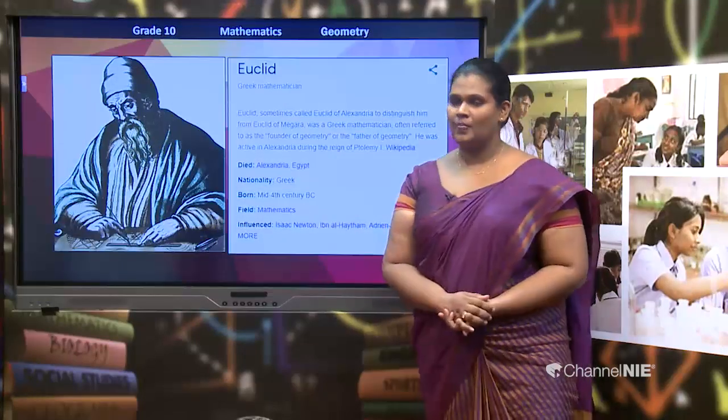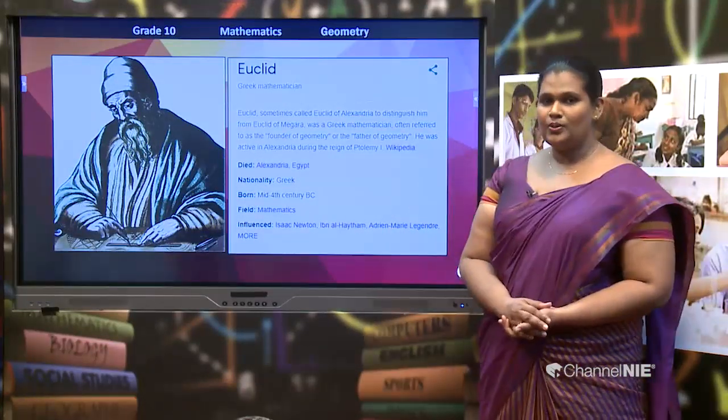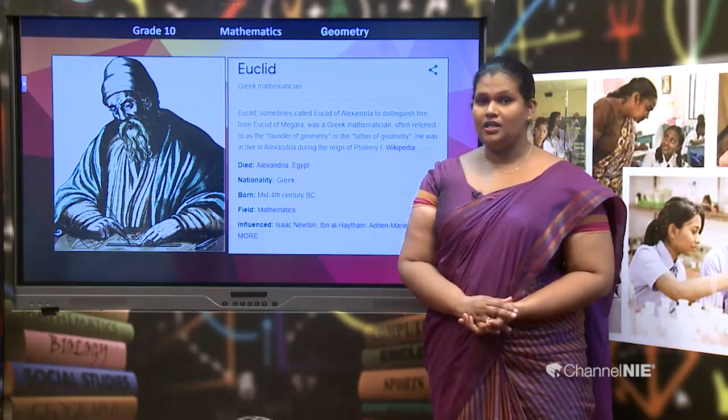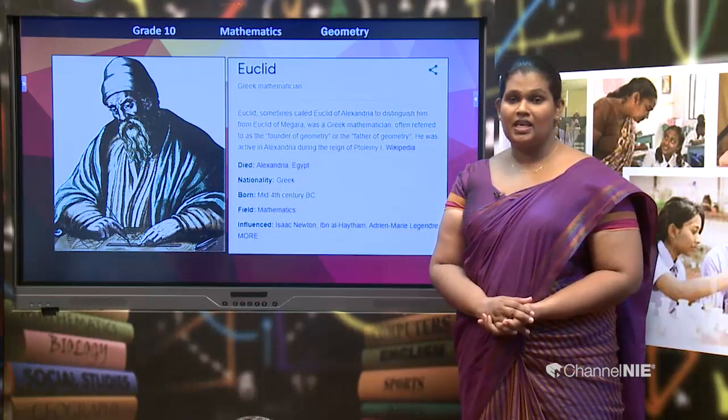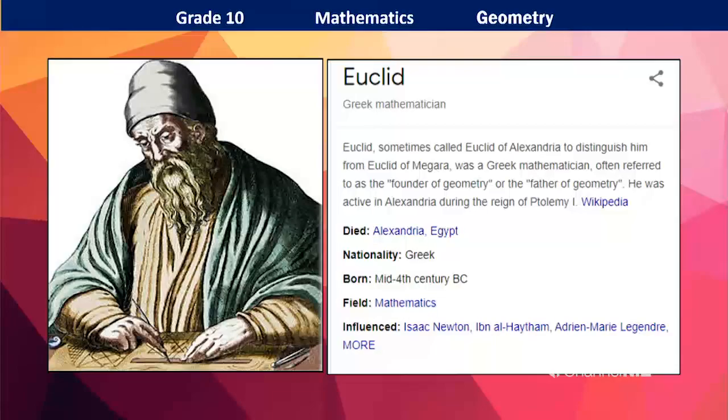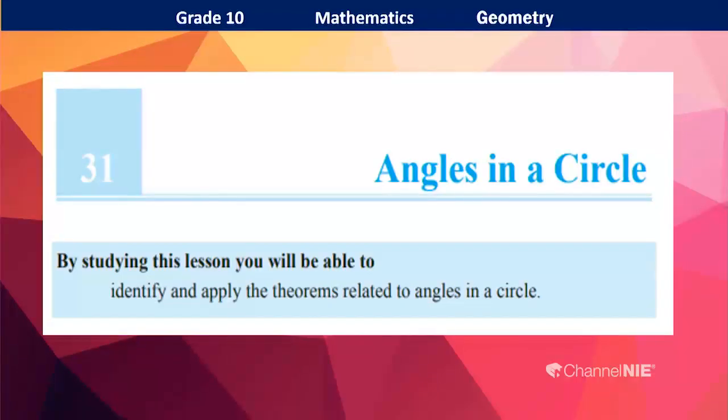Right. Before moving to the lesson, I am going to introduce you to a special person. See whether you can identify this person. Right. Who is this? This is a great mathematician called Euclid. So, he is named as the father of geometry. Before starting the lesson, we have to mention him because this is a geometrical lesson. Right. We will move on to our lesson.